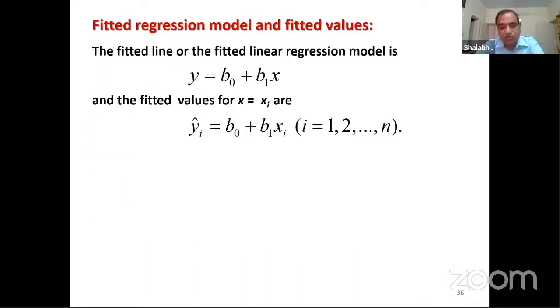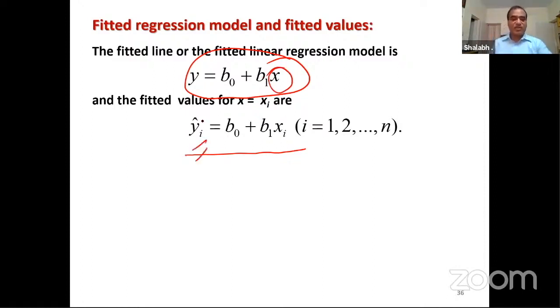Right, so now if you obtain the values of beta 0 and beta 1 on the basis of the given sample of data, your fitted model becomes y equal to b0 plus b1x. And if you want to know the value of y for a given value x equal to xi, it can be obtained just by substituting x equal to xi, and you will get this value of yi. These values of yi are called fitted values.